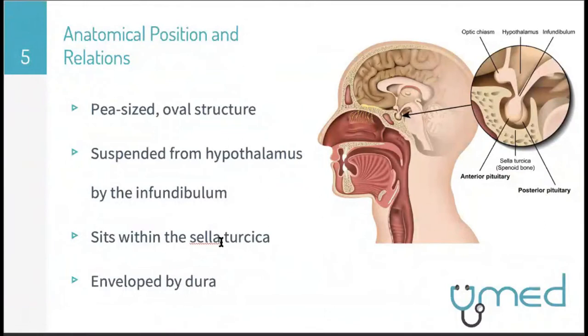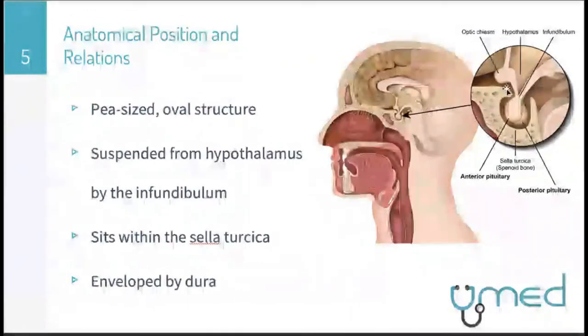So the pituitary gland is very small. It's about 1/3 inch in diameter. It's pea-sized and an oval structure suspended from the hypothalamus by this little stalk known as the infundibulum, as we said before. It sits within the sella turcica, which is also known as your Turkish saddle, Turkish seat. It's just this little structure in your sphenoidal bone, and it's enveloped by the dura mater.